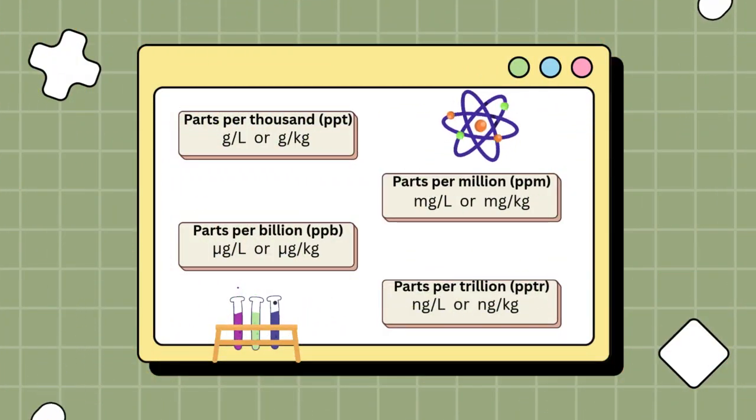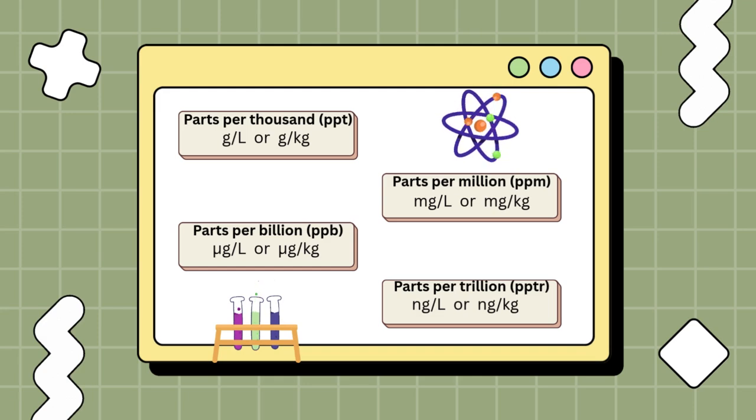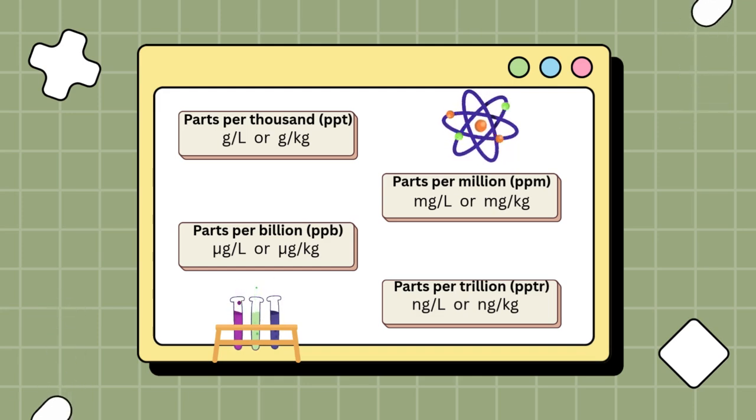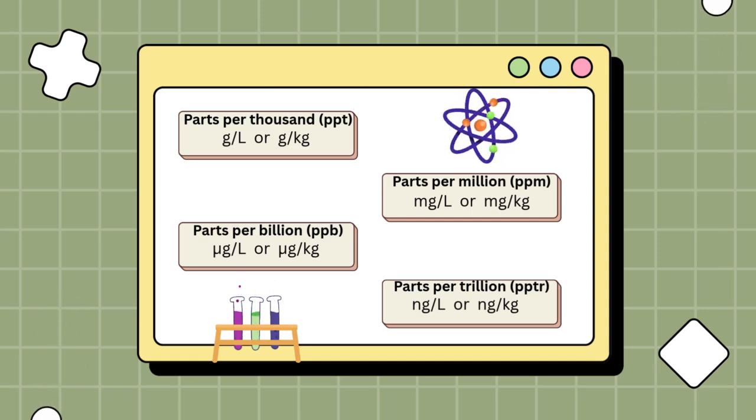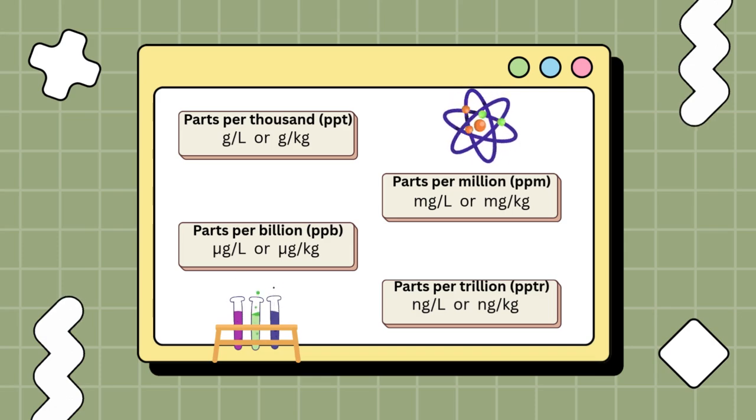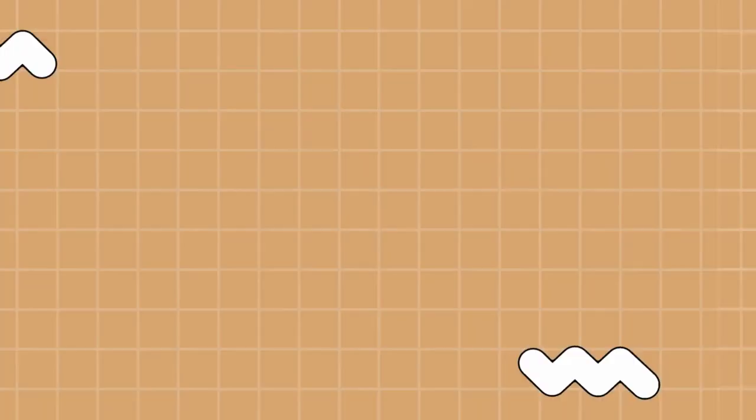Percent composition also tells us how much of a substance is present in a solution, often at very low concentrations. We use units like parts per thousand, million, billion, or even trillion. These are written as ppt, ppm, ppb, and ppt, and expressed as weight to volume ratios, such as grams per liter or micrograms per kilogram.